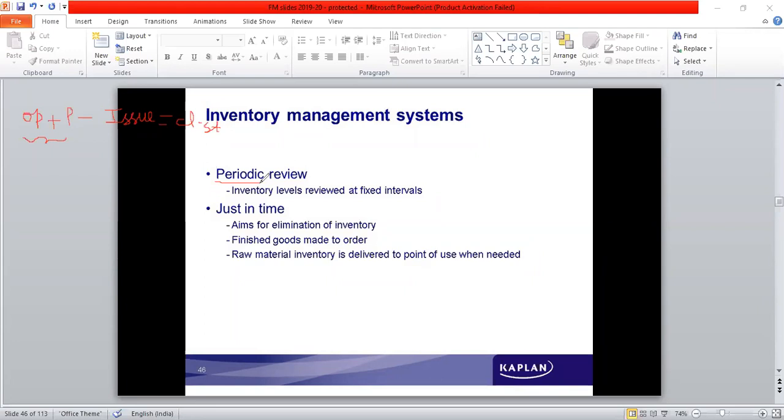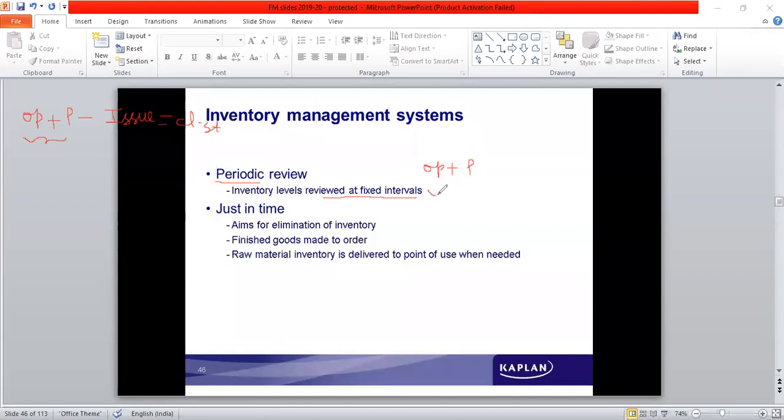So periodic review talks about inventory levels being reviewed at fixed intervals. Here, they count the physical number of units. The availability is the opening stock plus the new purchases which are made. This is the total availability of material at the beginning of the period and purchases throughout the period.